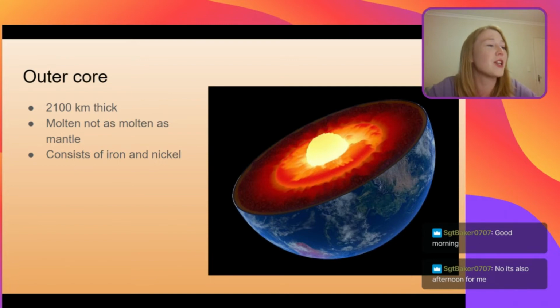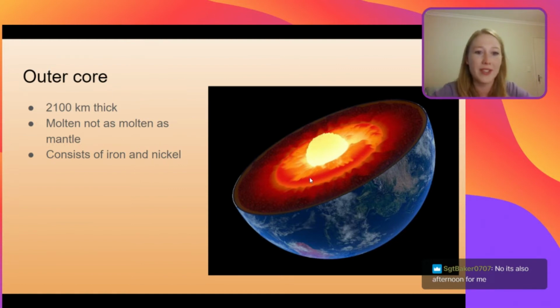Okay, so now we're going to take a look at the outer core. So we have the outer core and we have the inner core. I quite like this diagram because there is the crust over there, there is the mantle, and this is the one that we're going to look at. That is the outer core right there. Okay, so the outer core is about 2,100 kilometers thick. This time I was actually certain that that was thickness and not depth.